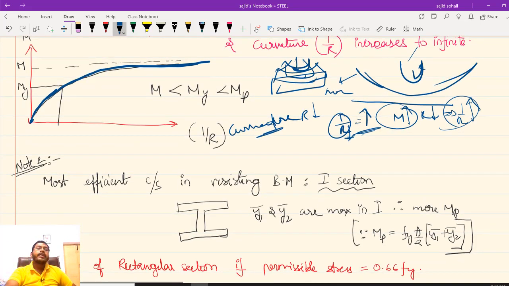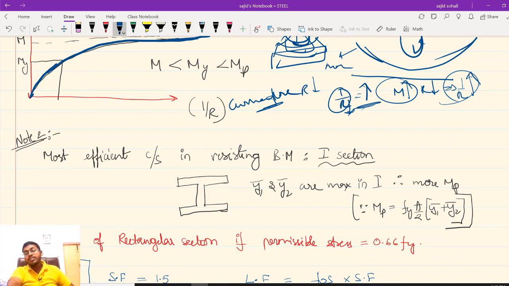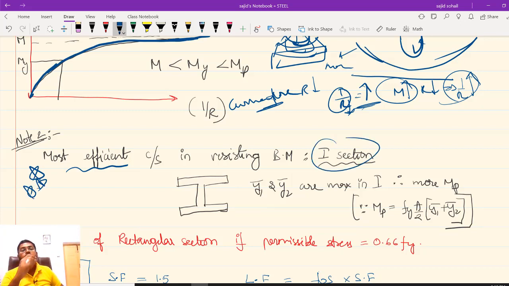Concept clear है आपका? And write down one important note. This note is quite important for objective purpose. So what is the most efficient cross section in resisting bending moment? What is most efficient cross section in resisting bending moment? Answer is I section. काफी important है, याद रखना. Why I section? Let me tell you very clearly. Plastic moment, what is the formula? Fp into A by 2 into y1 bar plus y2 bar.